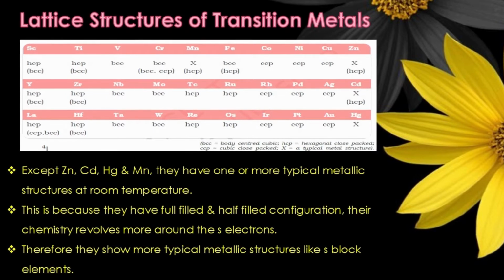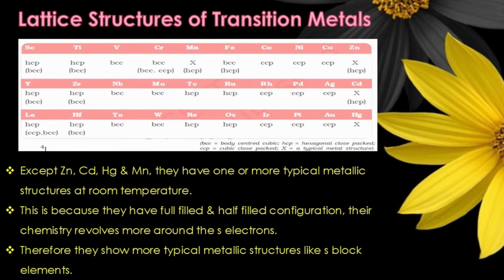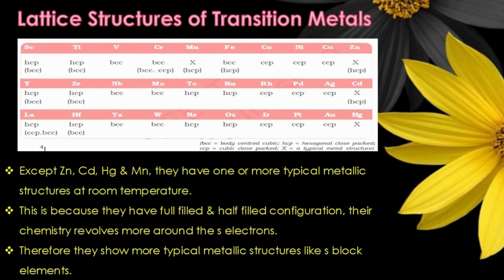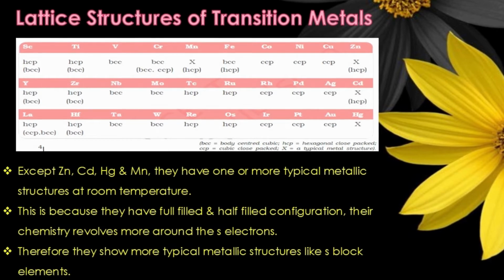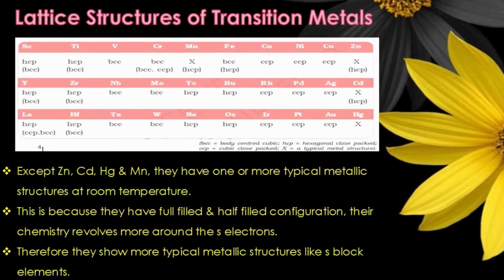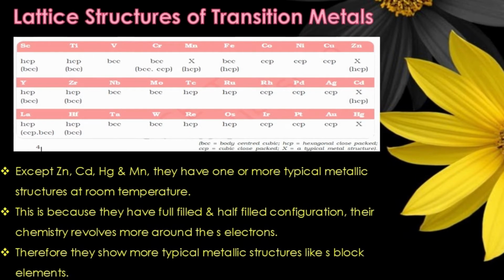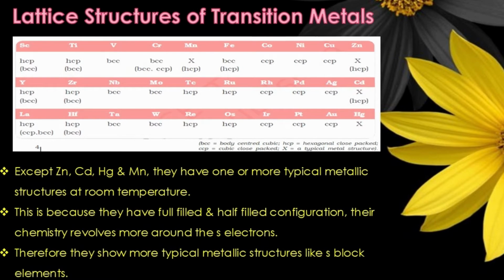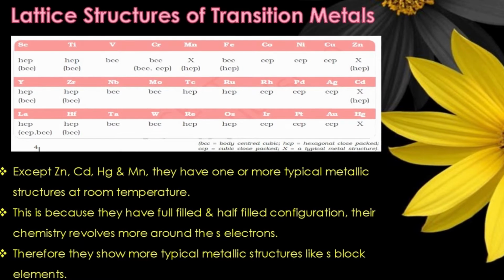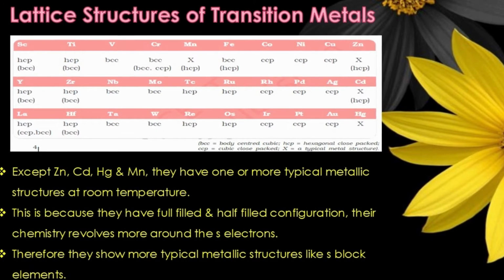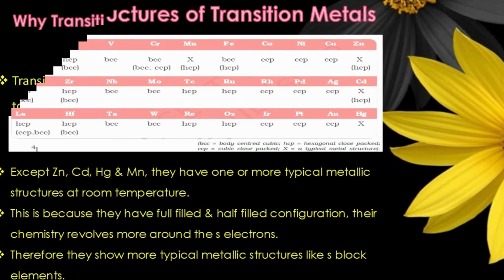This is because they have full-filled and half-filled configurations. Zinc, cadmium, and mercury have full-filled configurations, whereas manganese has a half-filled configuration. So their chemistry will revolve more around the s electrons. Therefore, they show more typical metallic structures like s block elements.